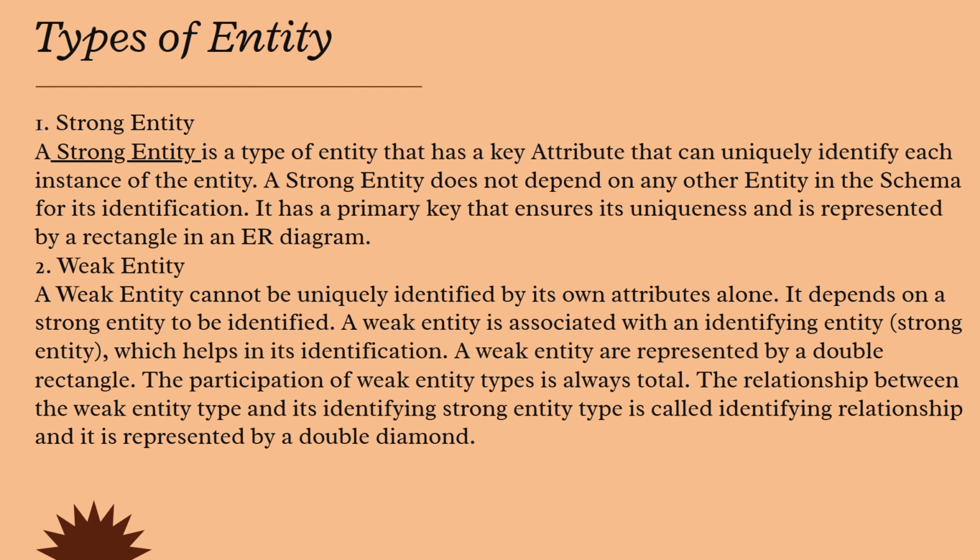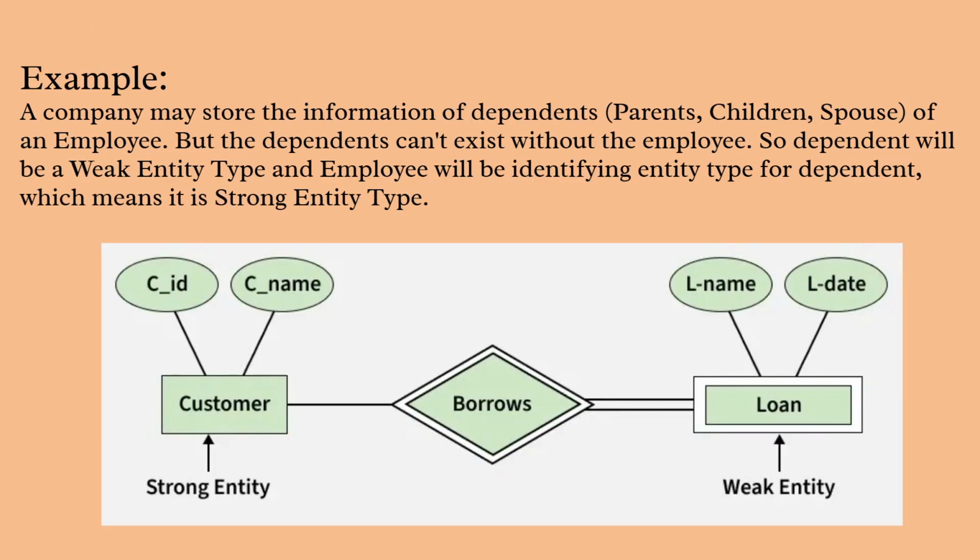The second type of entity is known as weak entity. This cannot be uniquely identified by its own attributes. It depends on strong entities and it does not have any primary keys. One example of a weak entity: a company may store information of the dependents like parents, children or spouse of an employee. But the dependents can't exist without the employees. So the dependent will be a weak entity and the employee will be the identifying entity type for the dependents, which means it is a strong entity type.